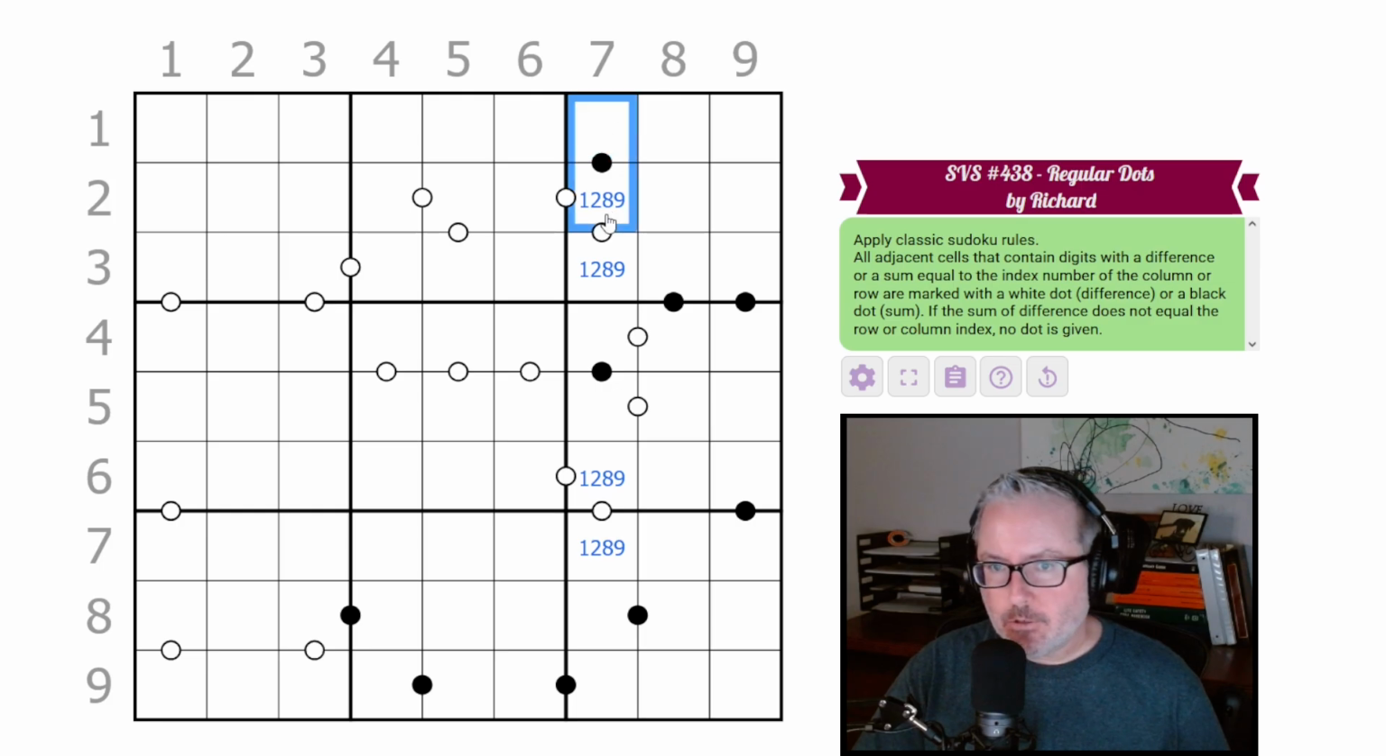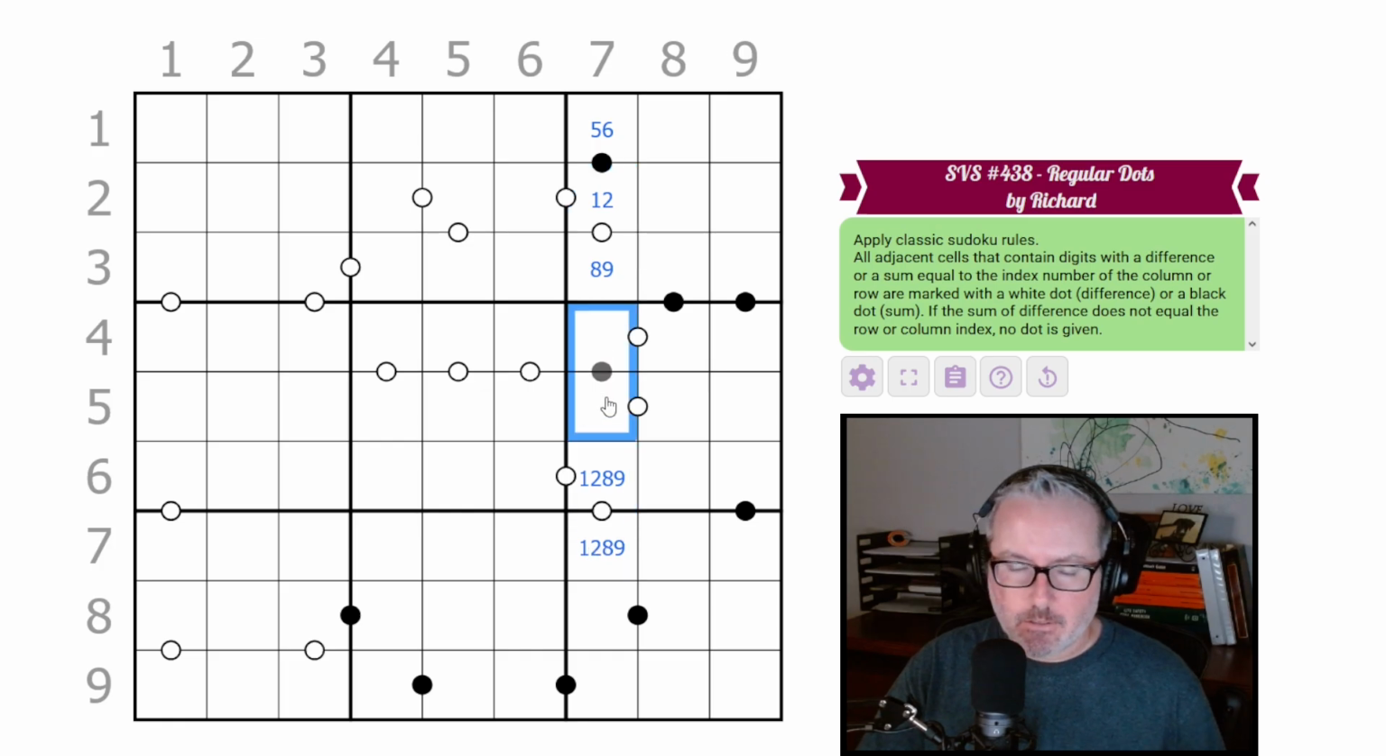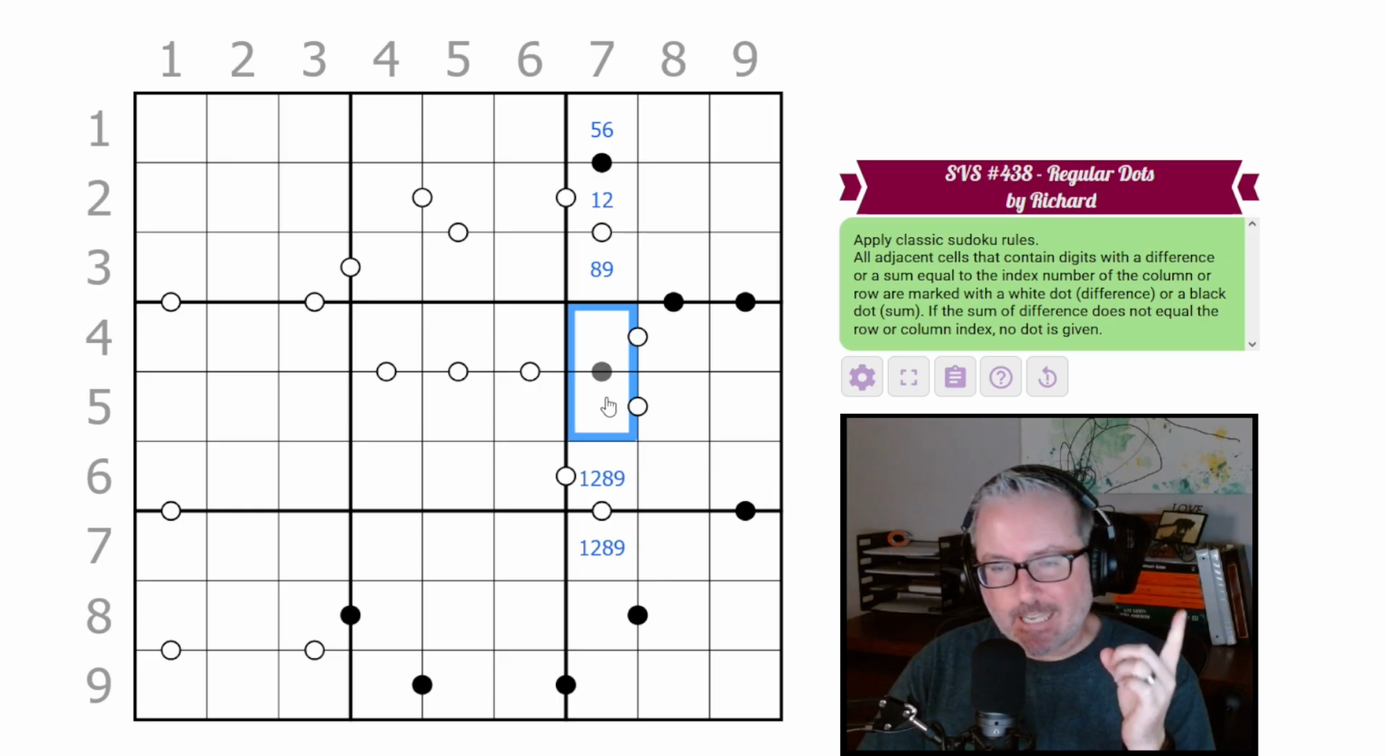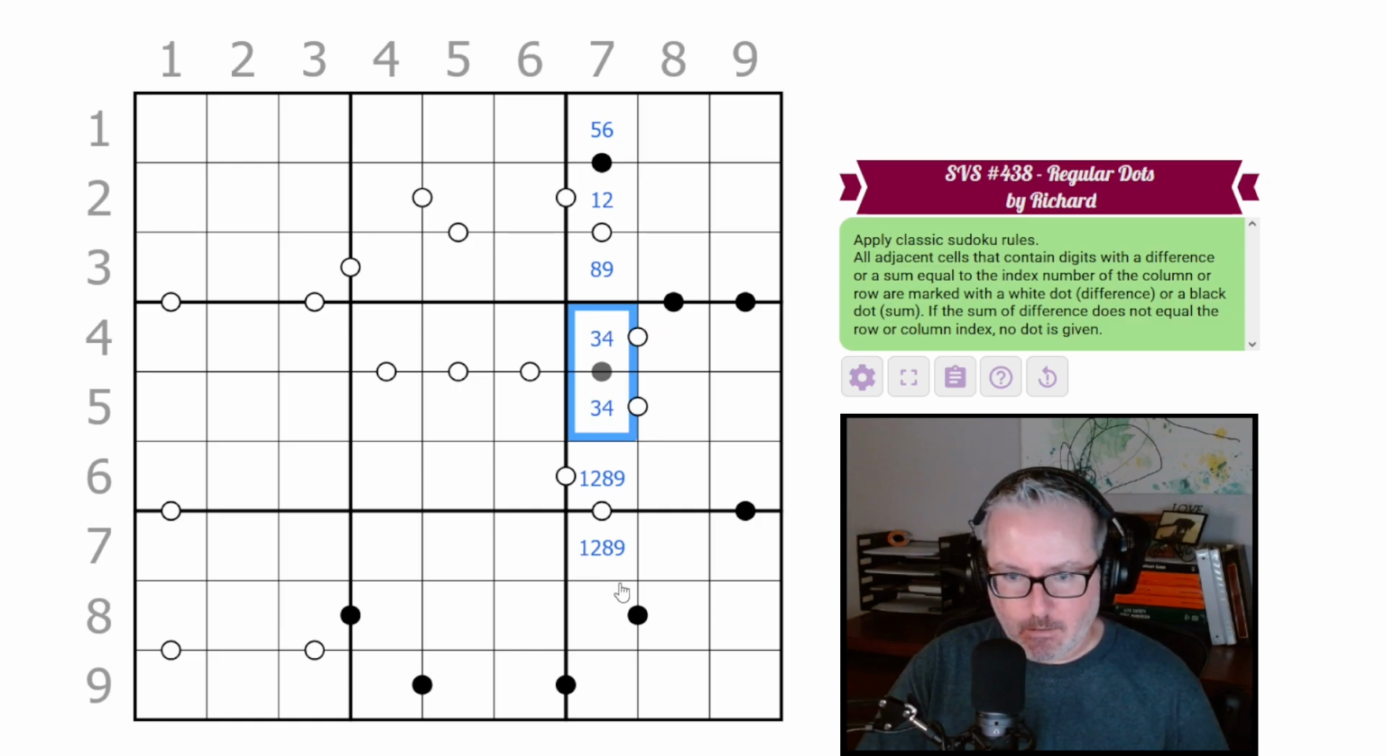Now, these two here have to add to 7. So this can't be 8 or 9, which means this is the 1, 2, this is the 8, 9. And if these add to 7, this is a 5 or a 6. Now we have a 1, 2, 8, 9 here. And these two digits have to add to 7 as well. Well, they can't use 1 and they can't use 2. Well, that has to be a 3, 4 pair.